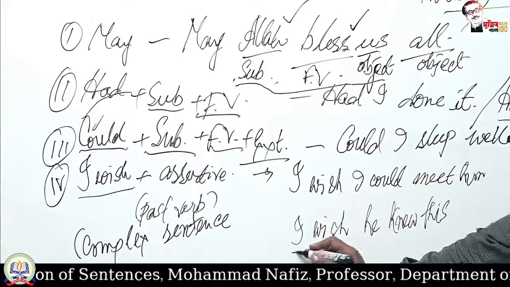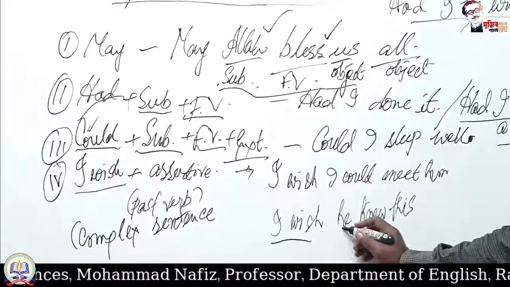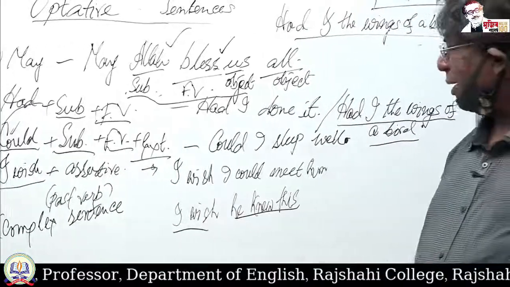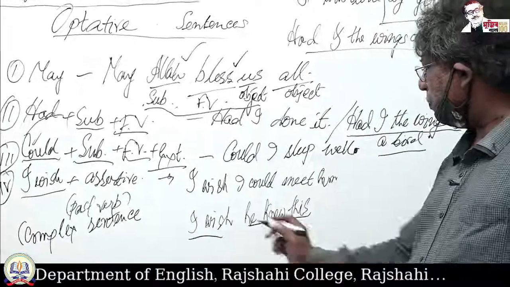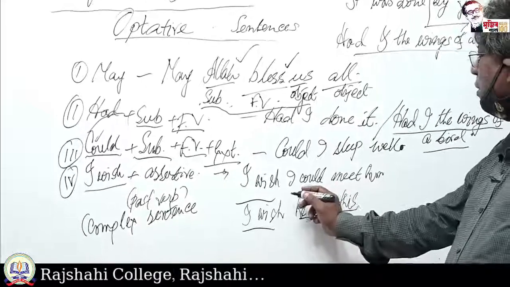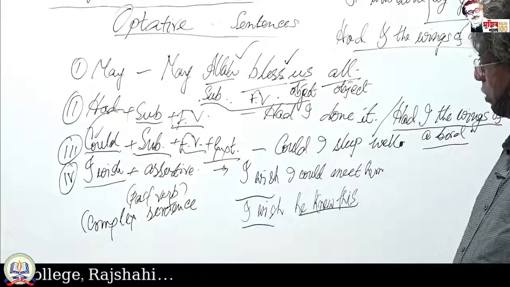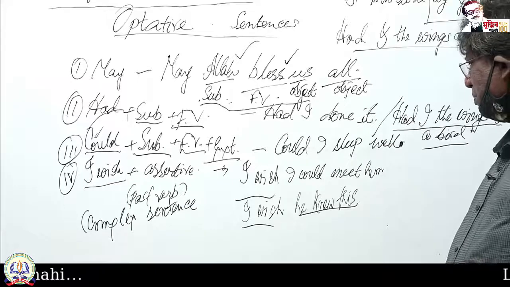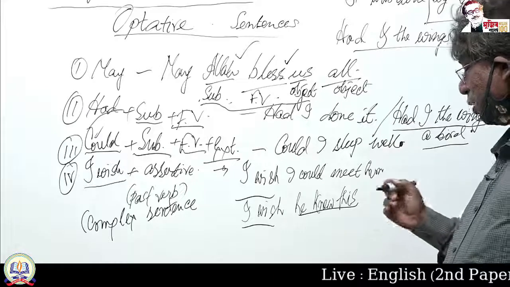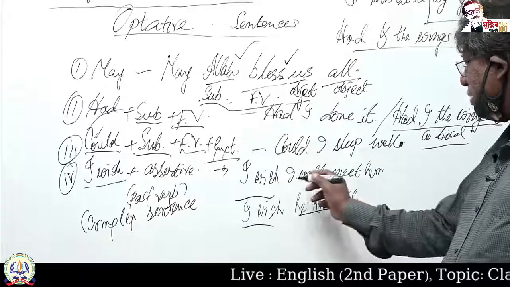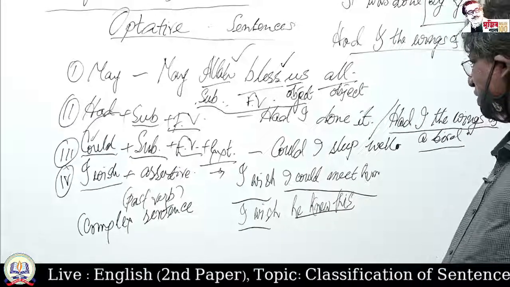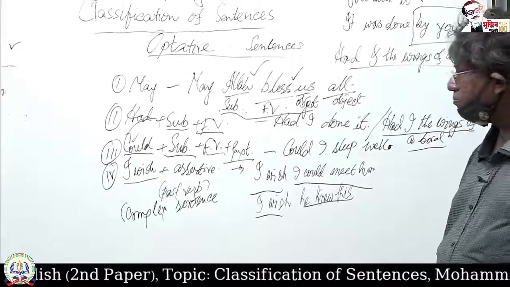For example, 'I wish' makes a clause, 'he knew this' makes another clause. The combination of the two clauses has made the sentence a complex one. Similarly, 'I wish I could meet him.' In this sentence, we have 'I wish', the main clause, a relative conjunction, not conjunction, a relative pronoun is omitted, and with 'I wish' we have another clause in this sentence, 'I could meet him.'